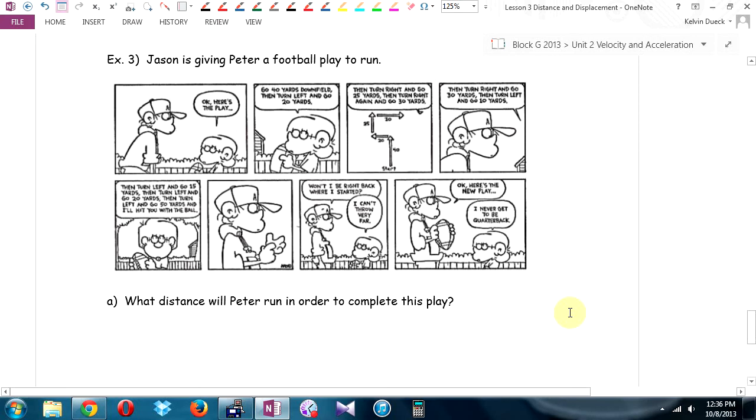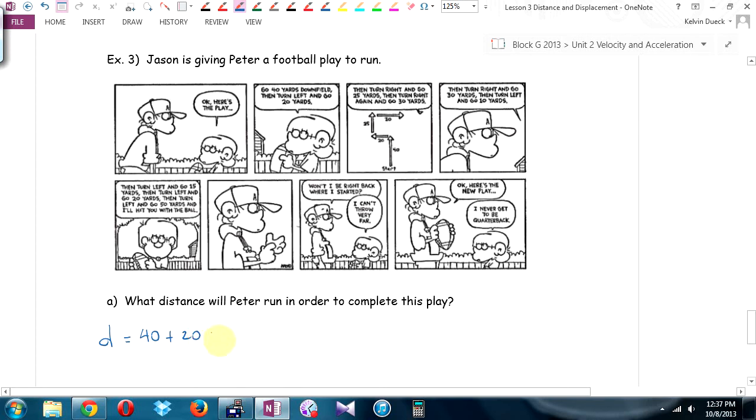First question. What distance will Peter run in order to complete this play? Well, how far is he running on the first stretch? Because distance doesn't care about direction. How far is he running on the first stretch? Then what?